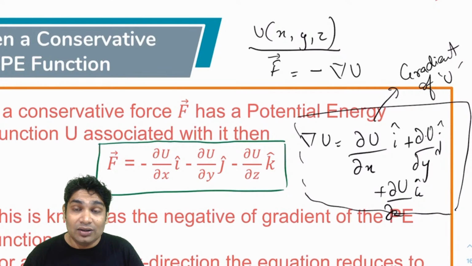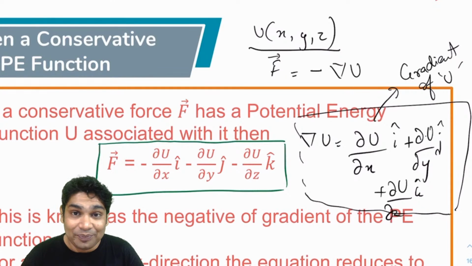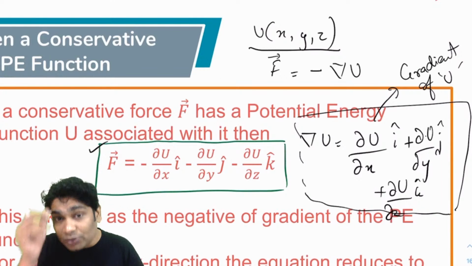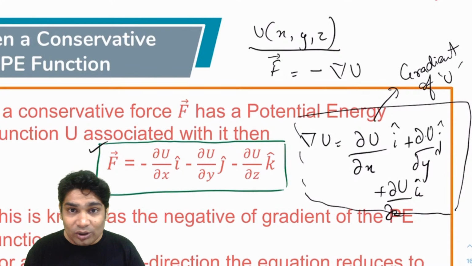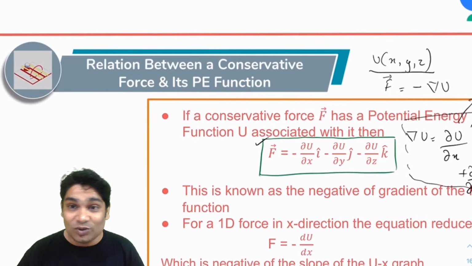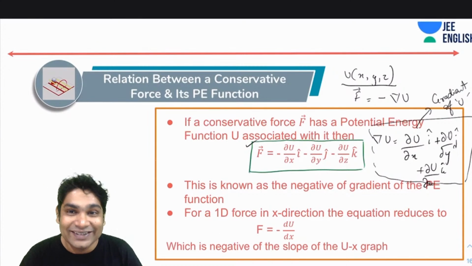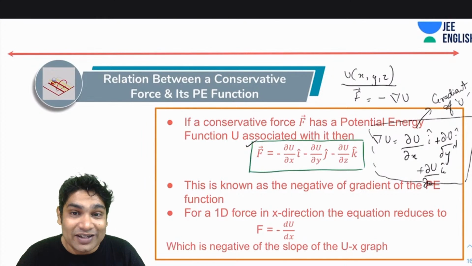So that is how a conservative force is related to its potential energy. All right, so just understand this expression. This is how they are related. I will show you how. But even if you are having a tough time following this, do not worry too much. This is what the expression is actually, and I just wanted to tell you this expression. So this is known as the negative of the gradient of the potential energy function.